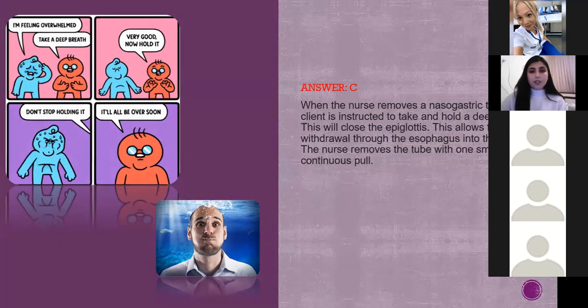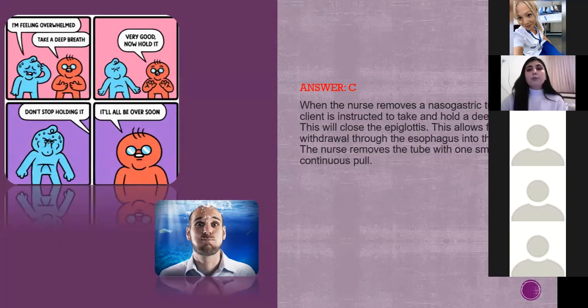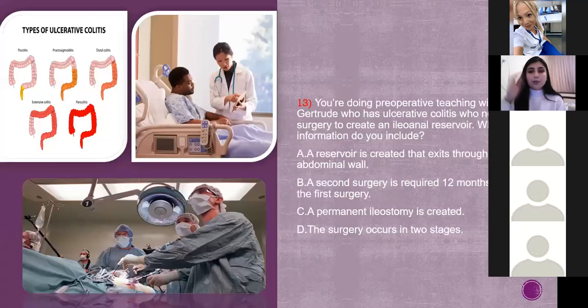The thirteenth question. You're doing preoperative teaching with Gertrude, who has ulcerative colitis and needs surgery to create an ileoanal reservoir. Which information do you include? A. A reservoir is created that exits through the abdominal wall. B. A second surgery is required 12 months after the first surgery. C. A permanent ileostomy is created. D. The surgery occurs in 2 stages.